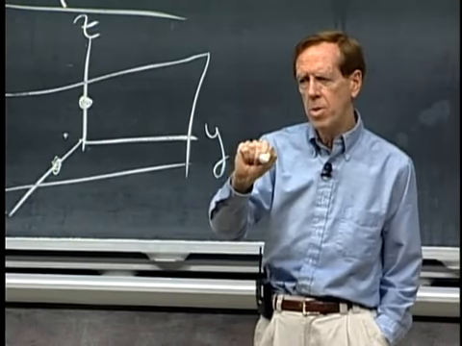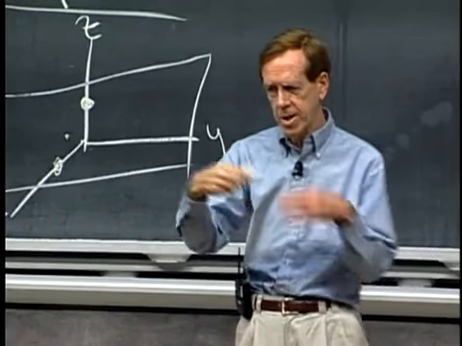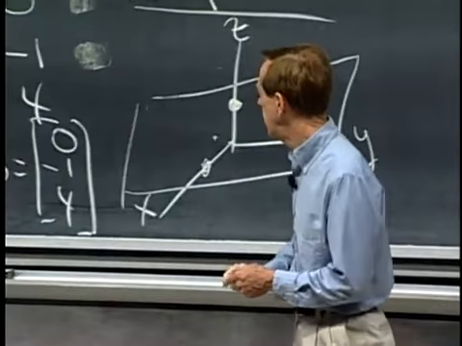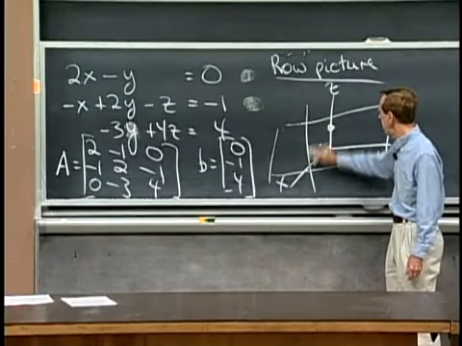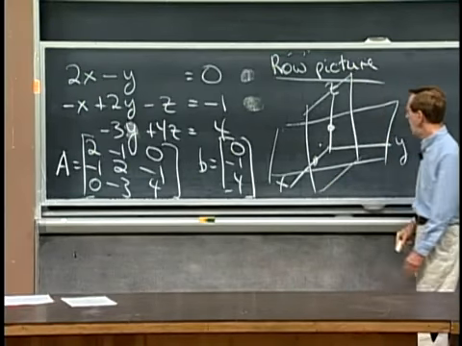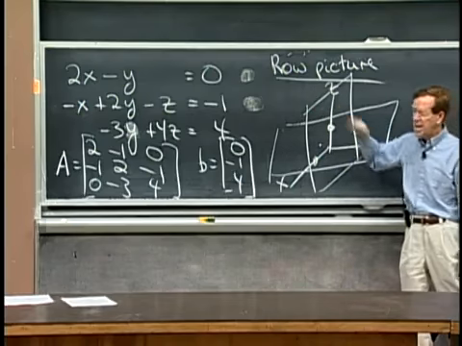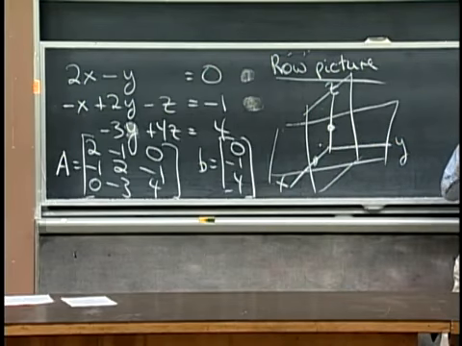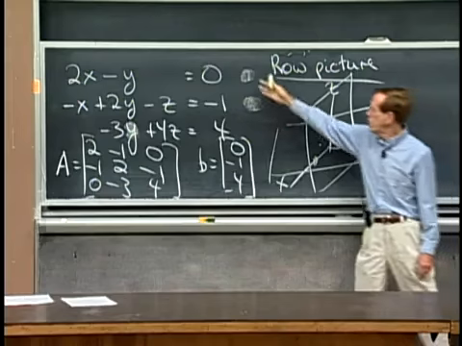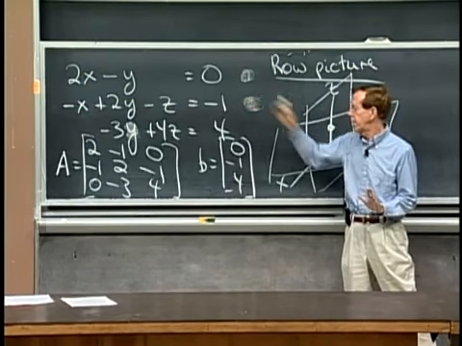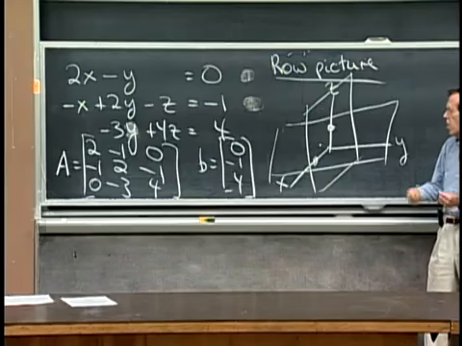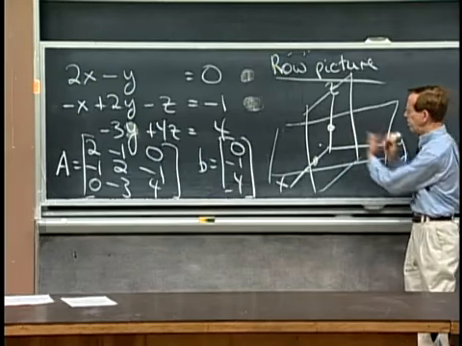Each row in a 3 by 3 problem gives us a plane in 3 dimensions. So this one is going to be some other plane. Maybe I'll try to draw it like this. And those two planes meet in a line. So if I have two equations, just the first two equations in 3 dimensions, those give me a line, the line where those two planes meet.